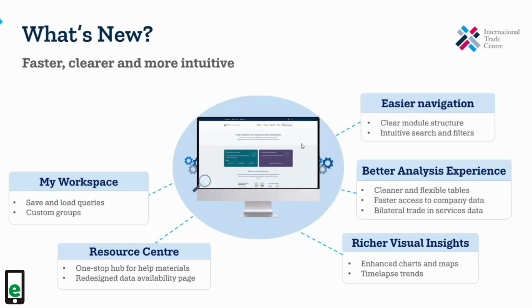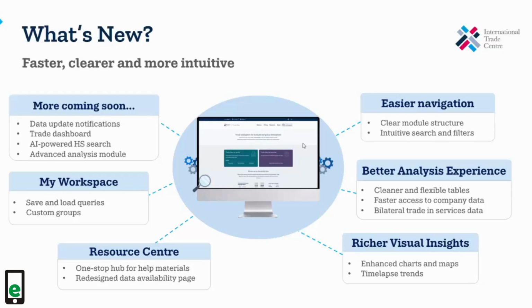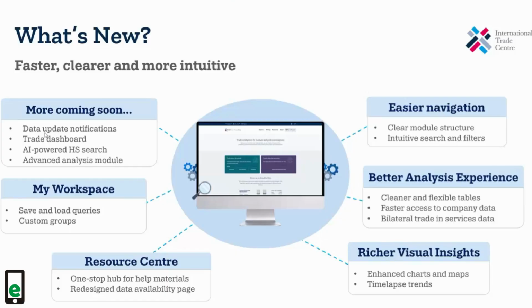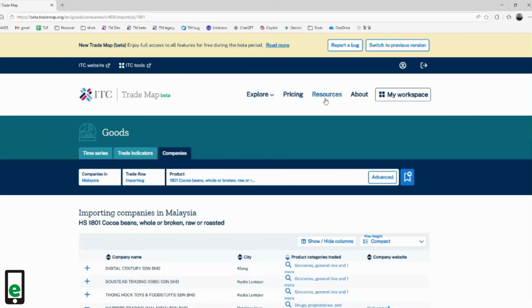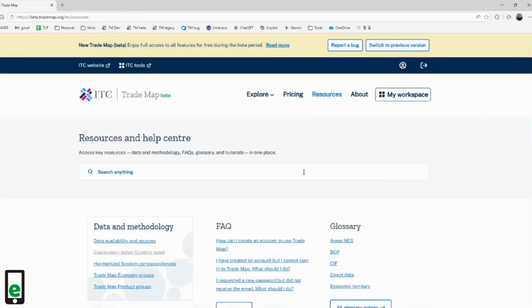And in the very near future, things will be coming like data update notifications, trade dashboards, AI powered HS search, and an advanced analysis module. All these things will be coming soon, so look out for them, and they will be more helpful in analyzing and getting leads, company data, all these things. Now, some of you would also be interested, and Mr. Matthew can also do that: they can integrate the ITC Trade Map data using API.